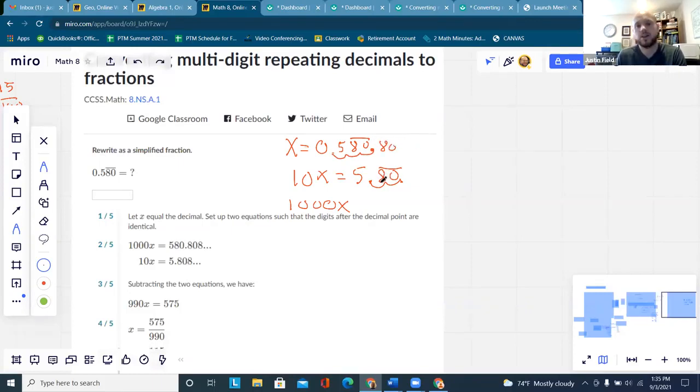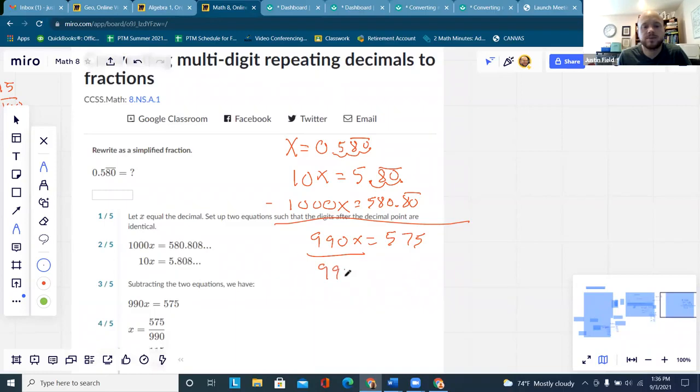So depending on how many numbers are in your pattern, depends on how many zeros you're going to need to get equivalent things behind the decimal. So if we move it 3 times, that's going to make 580.80 repeating. Okay, then we subtract, so we get 990x, and then 575, and then we divide. And then x equals 575 over 990.